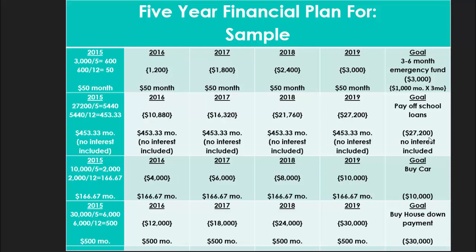Okay, so go ahead and divide that by 5, and it's gonna give you a number, and that number is gonna be the amount that you need yearly. So the number that I got was $5,440. So $5,440 is the exact amount of money that we need each year for 5 years to reach $27,200.